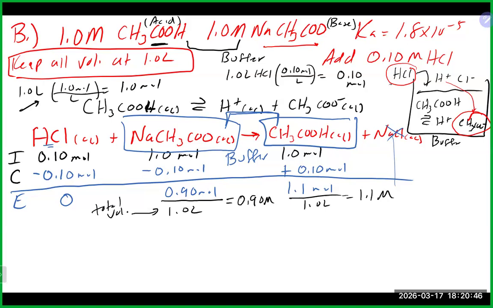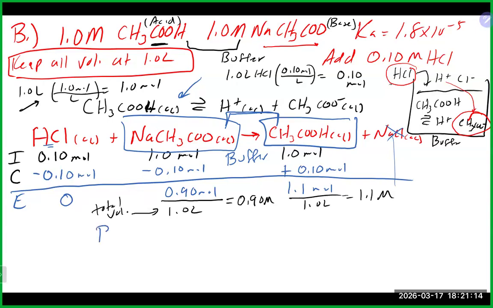So this is still a buffer, which now opens up two options for you. You can again do an ice table if that's the route you want to take. You would lay out the acetic acid as your ice table equation. But because it's a buffer, you don't need to do that. You can now just go right into, again, the Henderson-Hasselbalch equation.